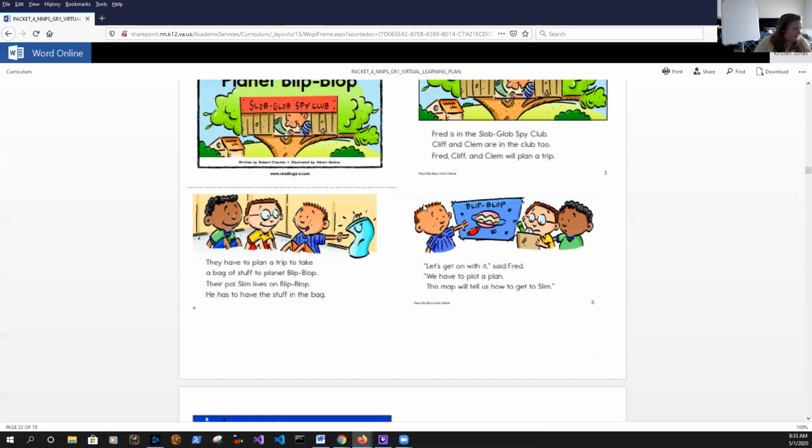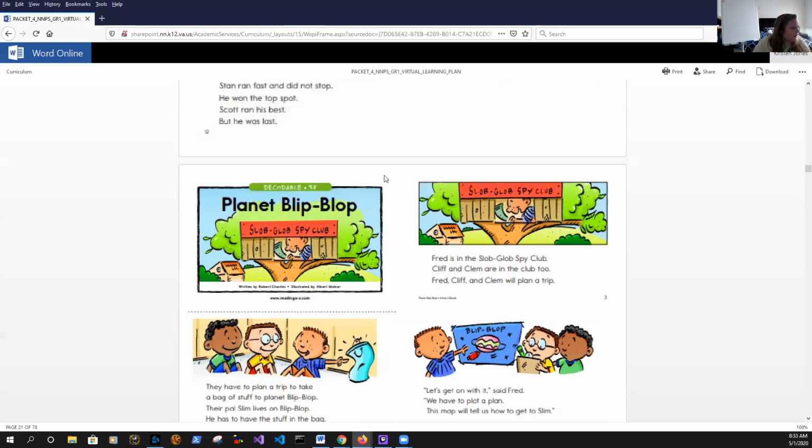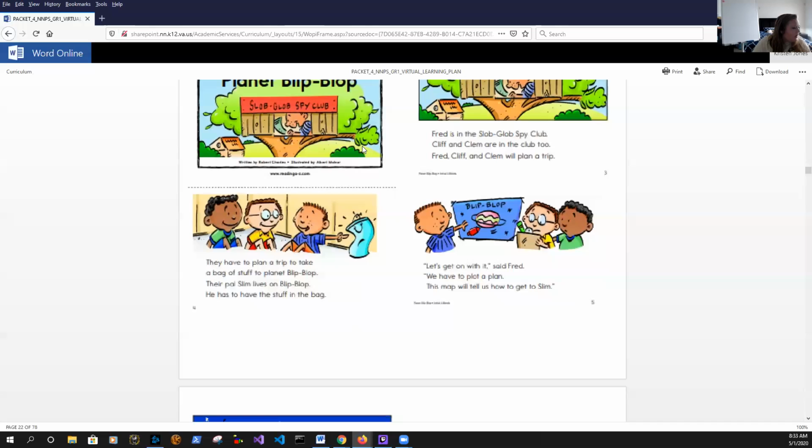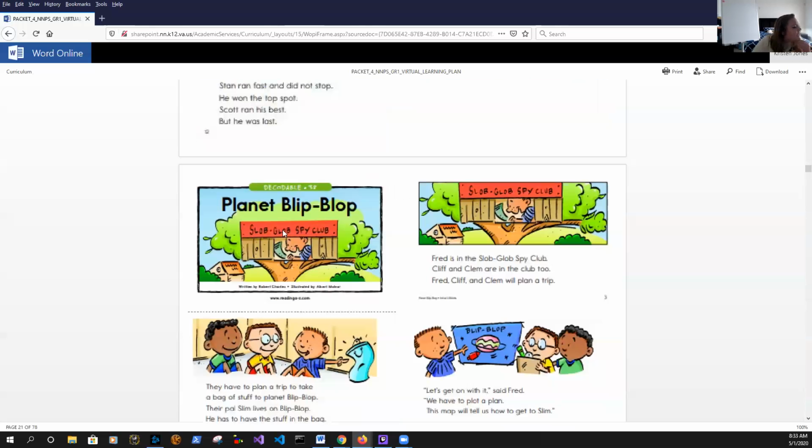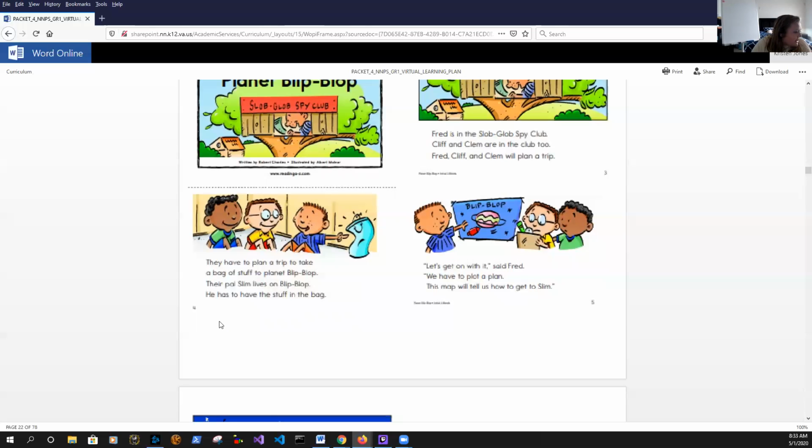And so it's right here. Planet Blip Blop. Fred is in the Slob Glob Spy Club. Cliff and Clem are in the club too. Fred, Cliff, and Clem will plan a trip. They have to plan a trip to take a bag of stuff to Planet Blip Blop.